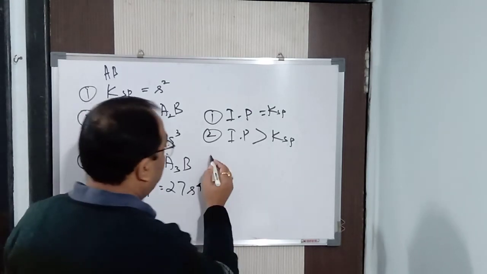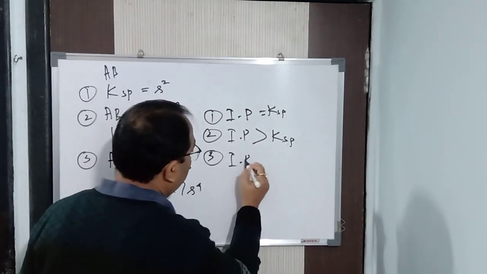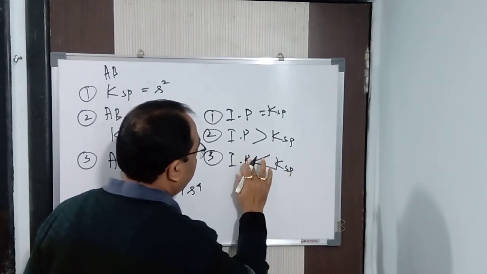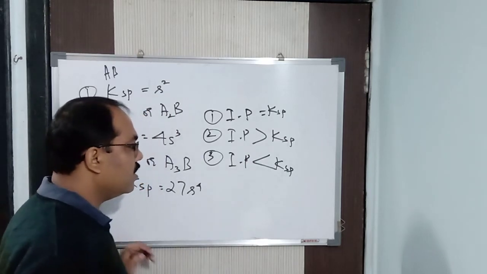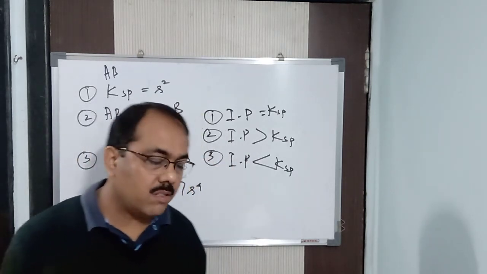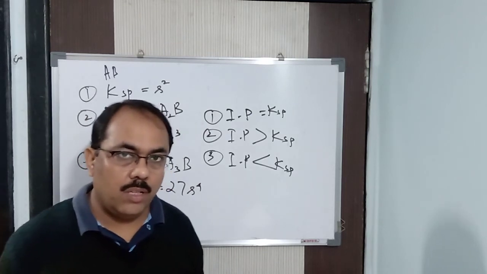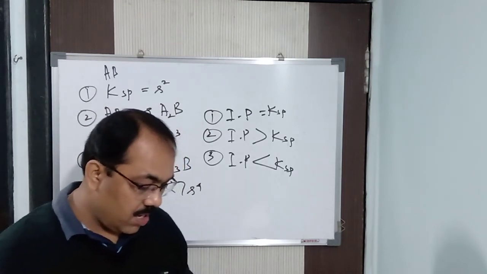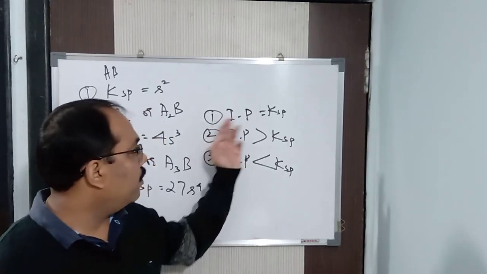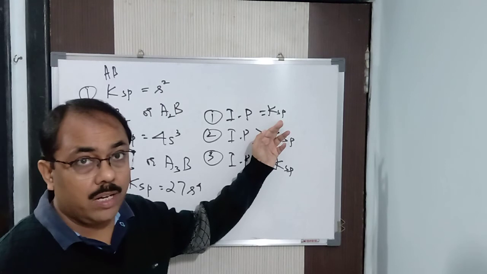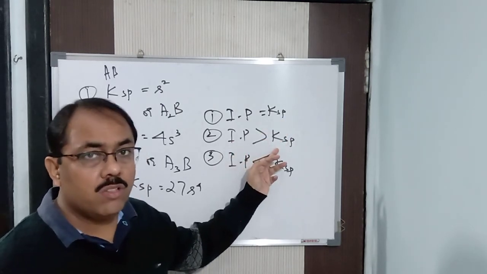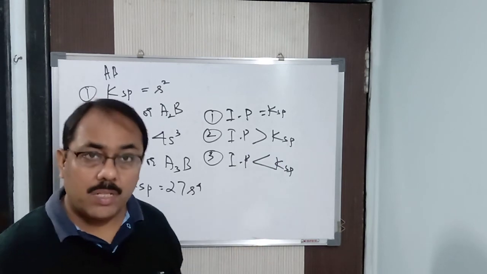Alright. So, third is when IP is less than KSP. When IP is less than KSP, what will happen? If IP is less than KSP, then the solution is unsaturated. And you know that unsaturated means no precipitate is formed. No PPT is formed when the solution is unsaturated. So this is very, very important to solve the numericals. IP equal to KSP, solution is just saturated, PPT is formed. IP greater than KSP, then also PPT is formed because the solution is supersaturated.